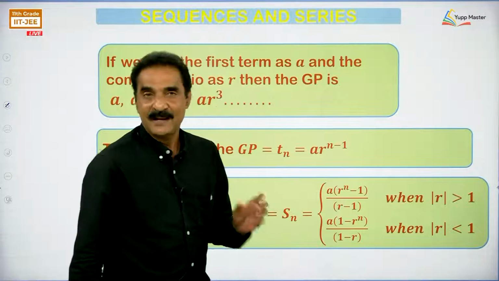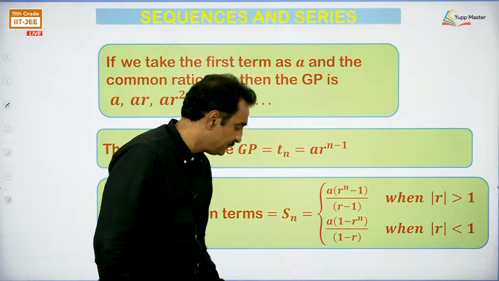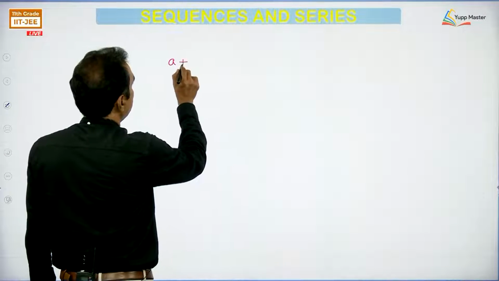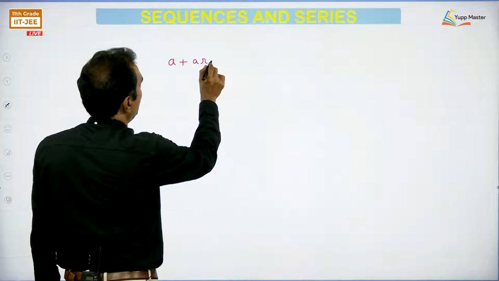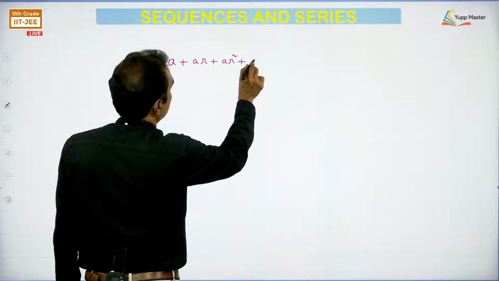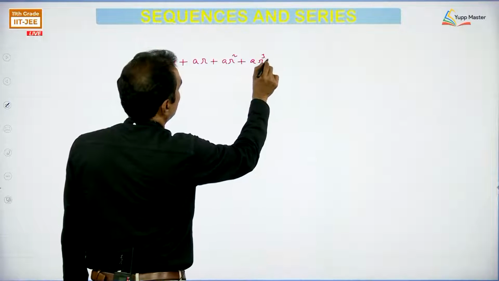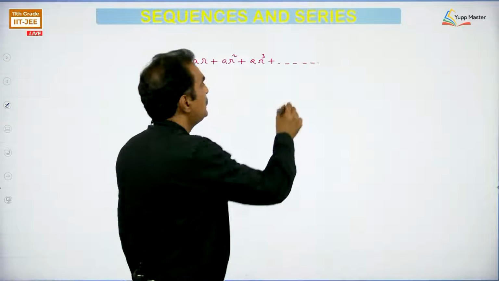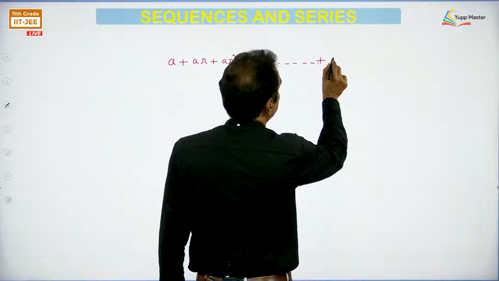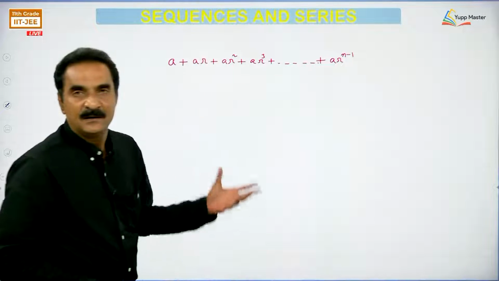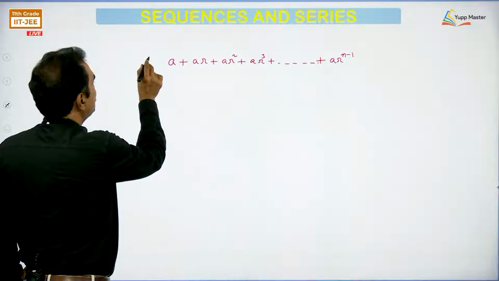So how to derive this formula, I will explain briefly. Let us write the series A plus AR plus AR square plus AR cube and so on. What is the nth term? The last term is AR power n minus 1. And the sum is denoted by Sn.